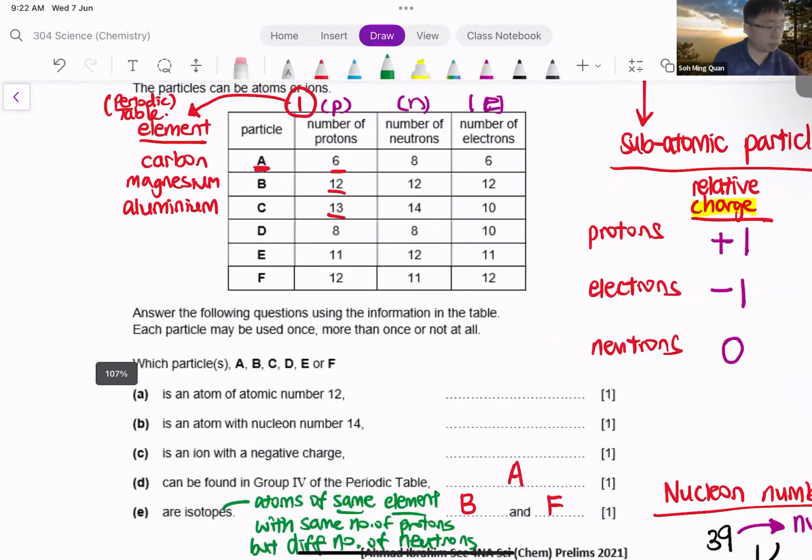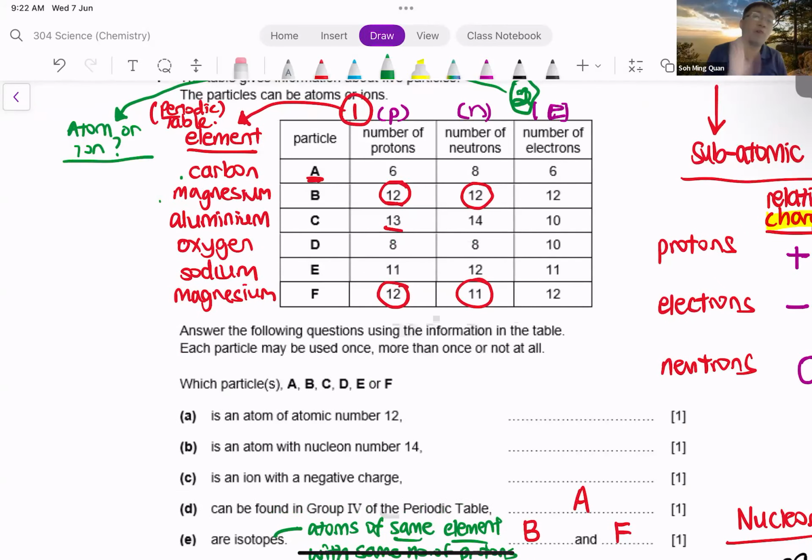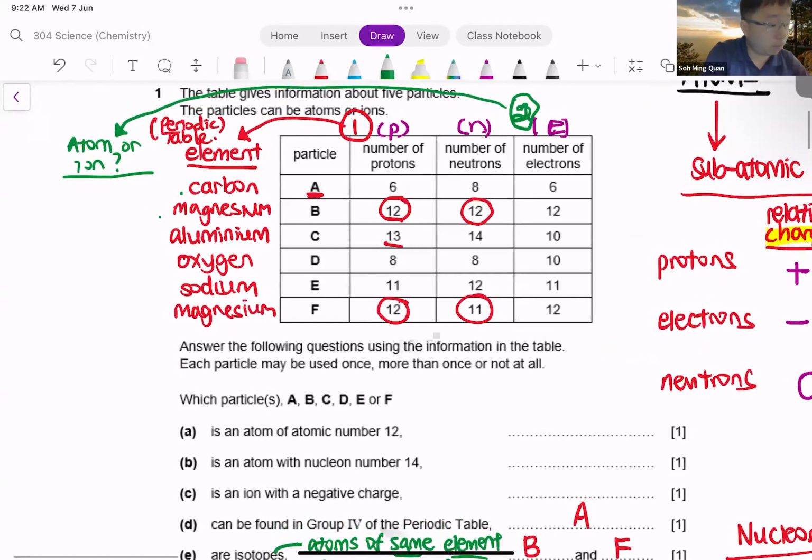Okay, so let me just zoom in a little bit. We look at the electrons. The electrons will tell you whether it's an atom or ion. How to know? Well, if you recall just now, for atoms, the protons equal the electrons. That means the proton number is the same as the electron number. So like A has 6 protons, 6 electrons. So it's an atom. So A is a carbon atom. B, 12 protons, 12 electrons also. Atom. Magnesium atom.